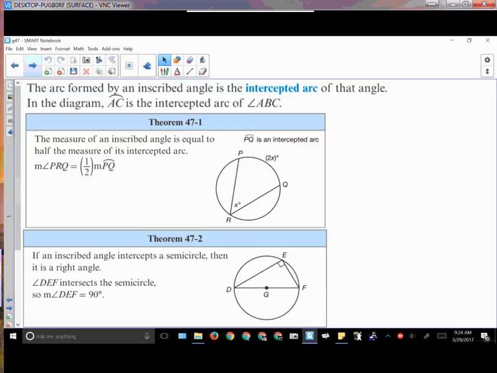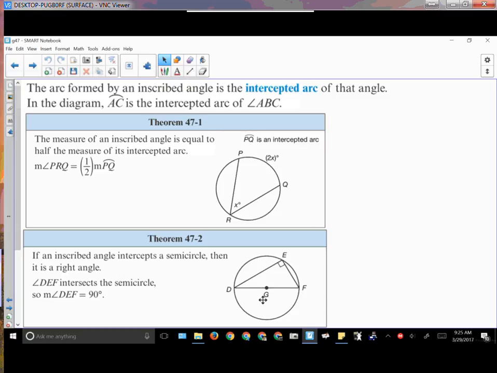Now, the arc formed by the inscribed angle is called the intercepted arc of that angle. So there's two things that we have going with this right now. They're related to each other, obviously. Whatever the angle is out here, it's doubled over here.